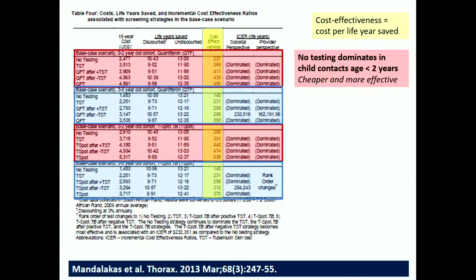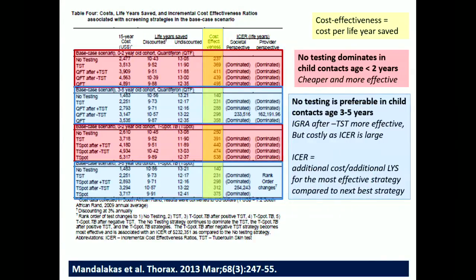So then these are the other base case scenario, which is 3 to 5-year-olds with QuantiFERON as your test, or 3 to 5-year-olds with T-SPOT as your test. What we actually saw is that no testing is the preferred strategy in this 3 to 5-year-old group. The reason it's the preferred strategy is that this strategy, agar after negative TST, is actually more effective, but it's very costly.